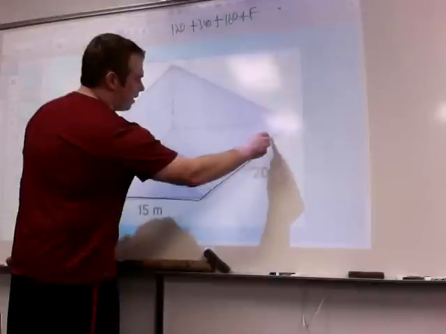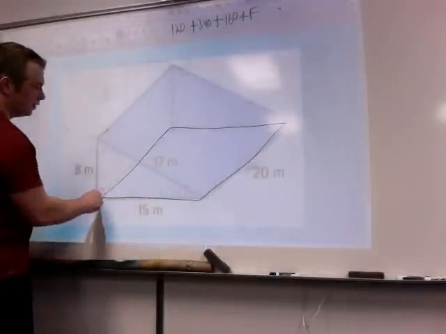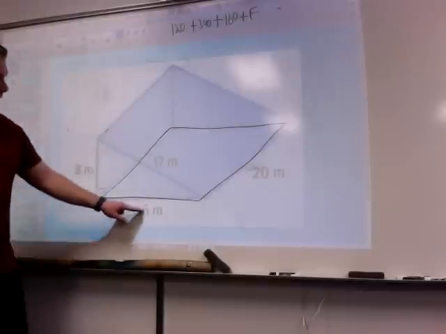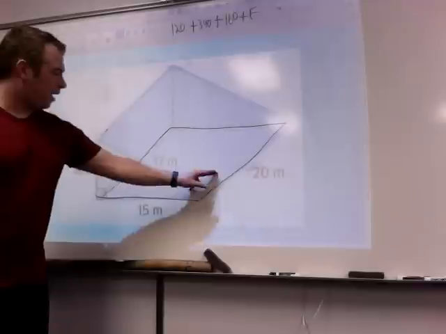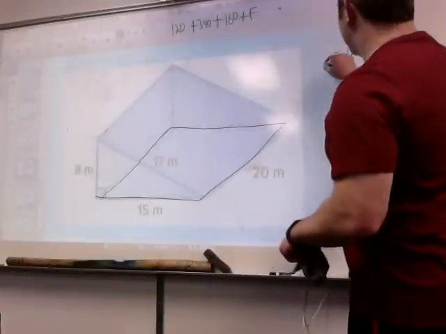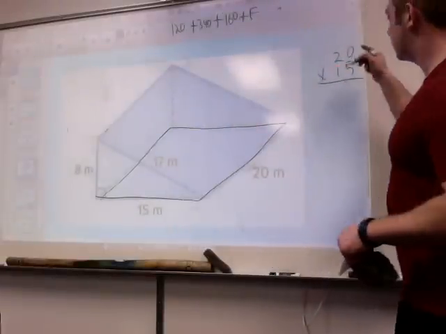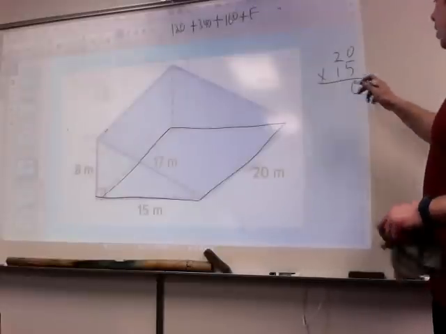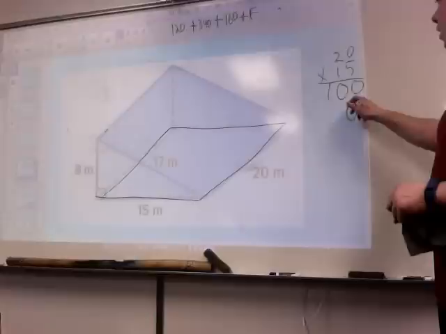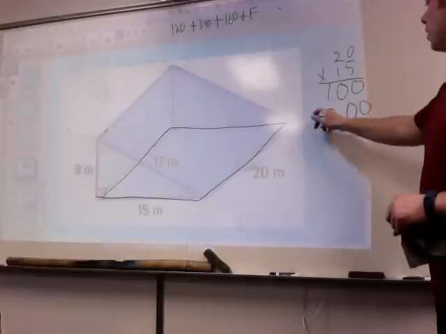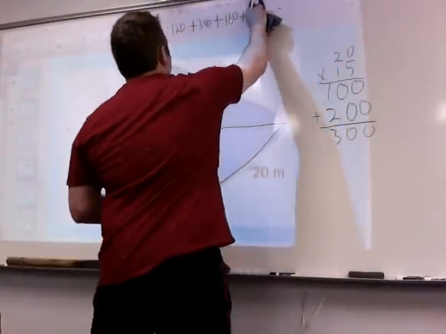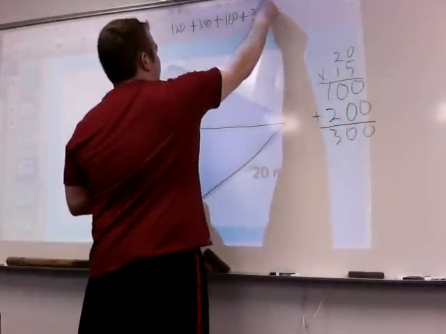So if I were to draw my rectangle, it would look like this. Sometimes you have to draw it so you can see it a little better. So it looks like I have a base of 15 and a height of 20. Here we go. 20 times 15 will give me my last face. 5 times 0 is 0. 5 times 2 is 10. 1 times 0 is 0. 1 times 2 is 2. And I get a total of 300. All right, so my last face was 300.